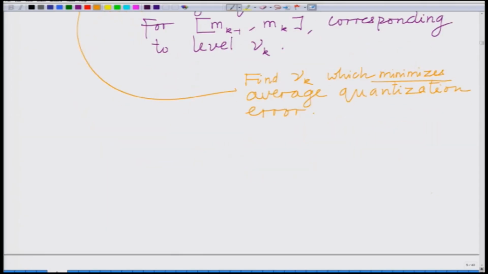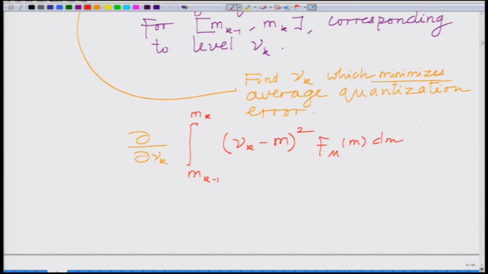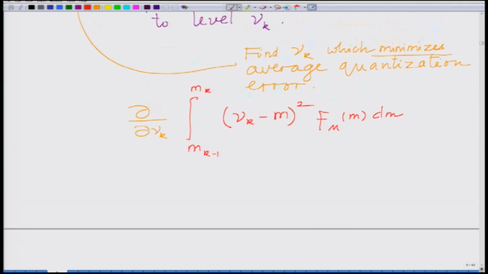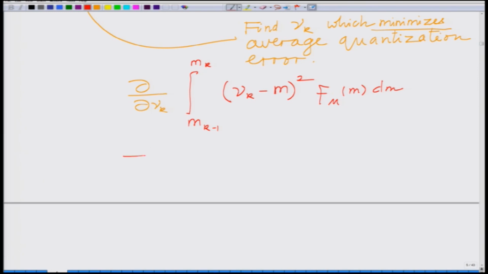Okay. So, therefore, to find the minimum, I simply differentiate this quantity with respect to nu k. It is the integral from m k minus 1 to m k of (nu k minus m) whole square f of m dm. Remember, I am using the probability density function to compute the average. Now, take the derivative inside.